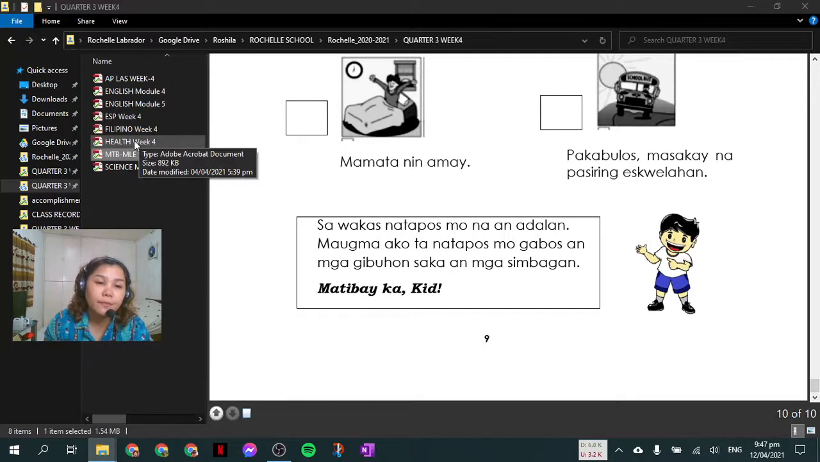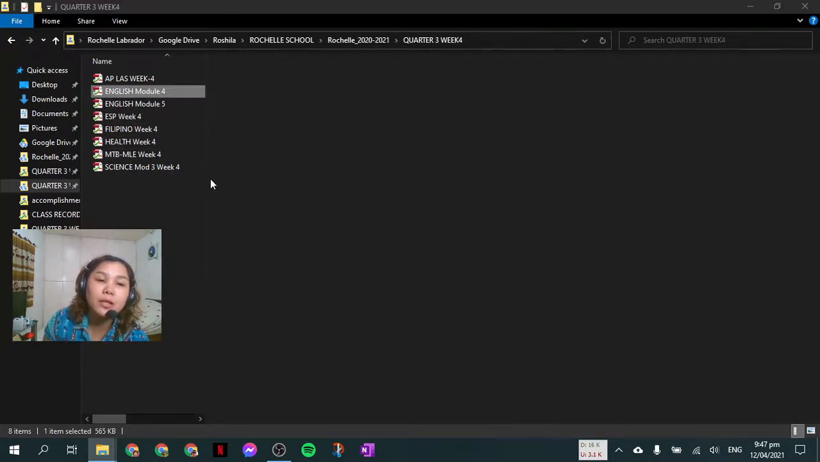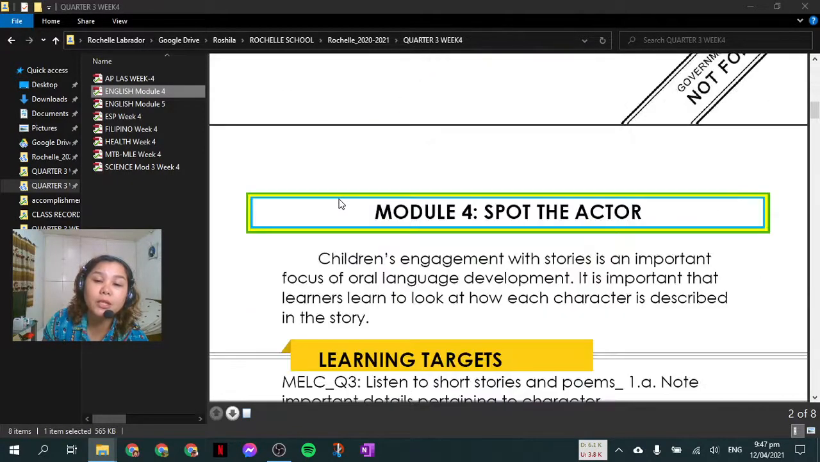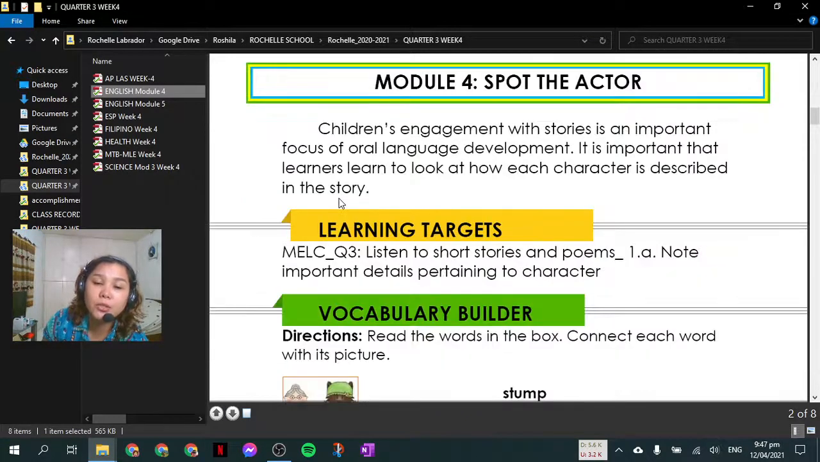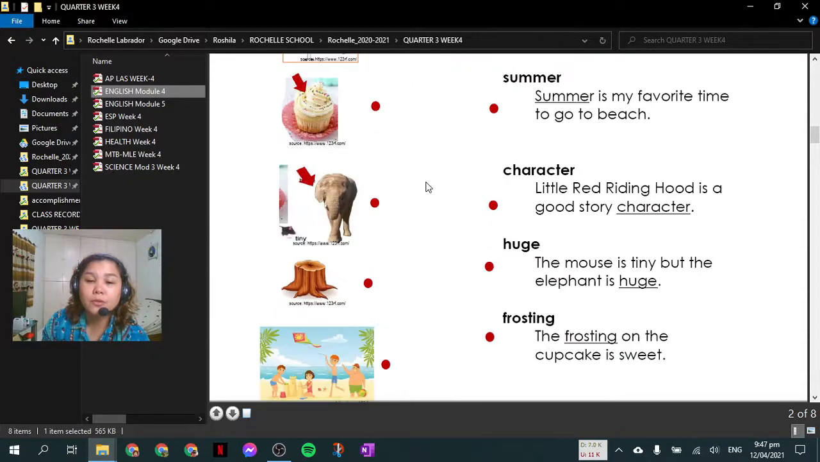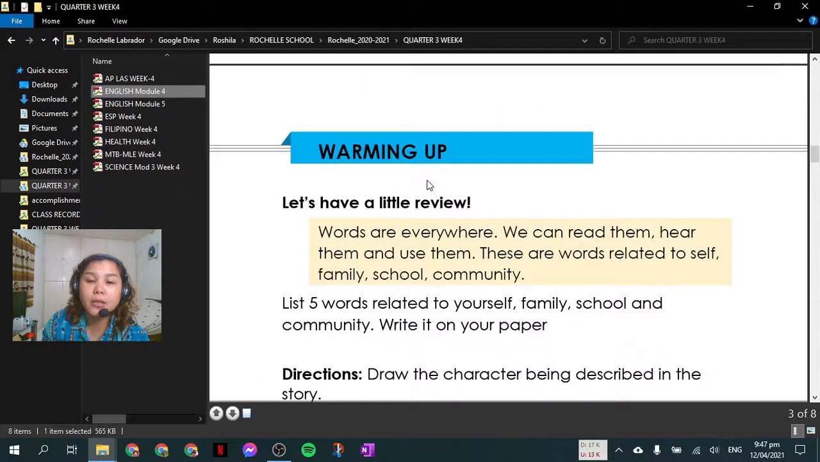Next, we have English 4, this is about the characters. It has the title Spot the Actor. So, there is an introduction, a learning target, and vocabulary. Connect each word with each picture. If the pictures printed out are not clear, just refer to this intro video. So, connect the dots.